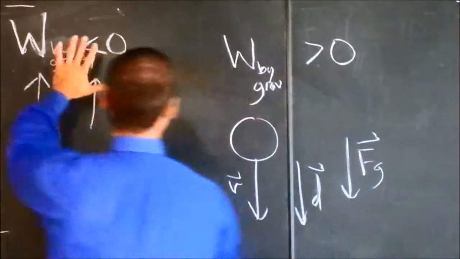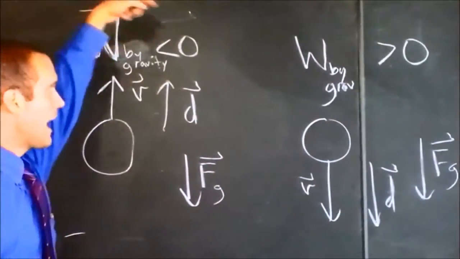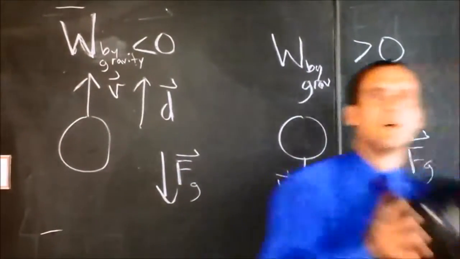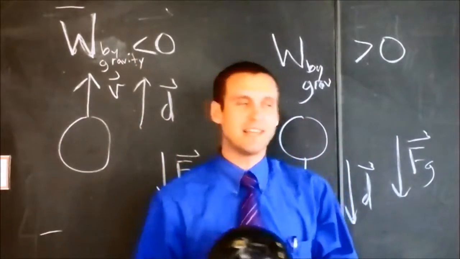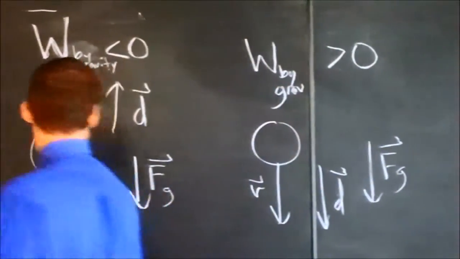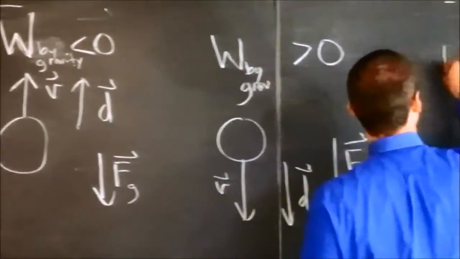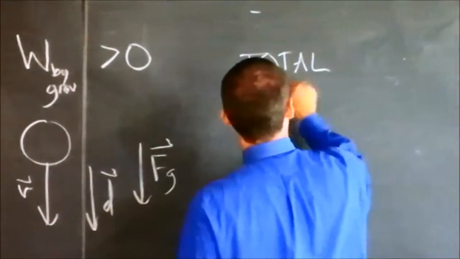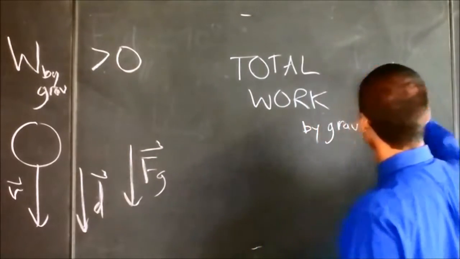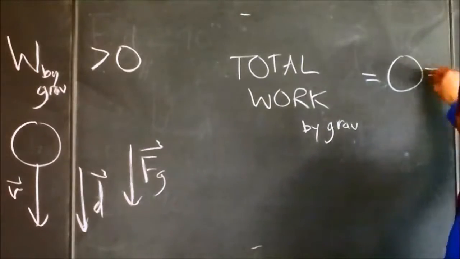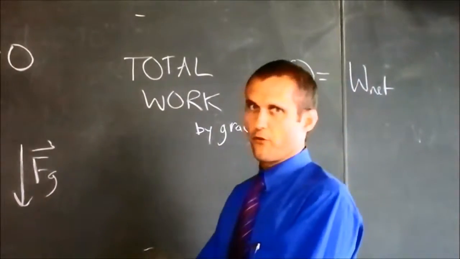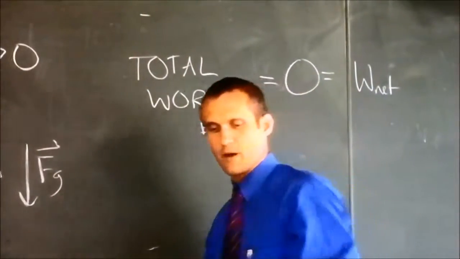So let's see. We've got negative work being done by gravity on the way up and positive work being done by gravity on the way down. In fact, if I throw it up and catch it at the same point, then they are exactly equal and opposite. So the total work done by gravity, if it goes up and comes back down, is 0. And we could also call that net work. The net work done by gravity is 0 if it goes up from one height in free fall and comes back to that same height.